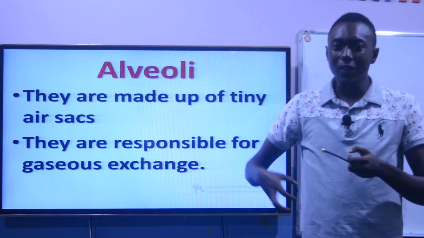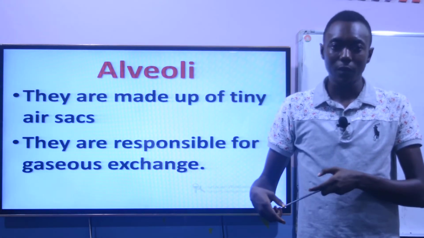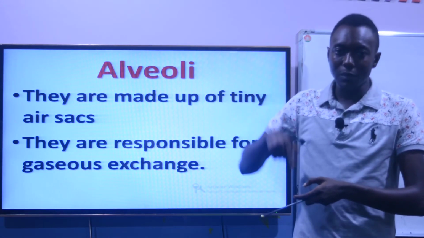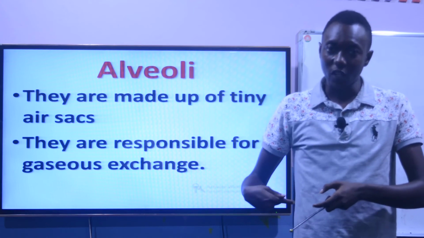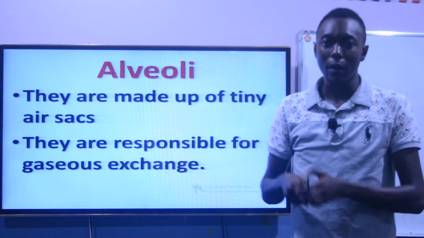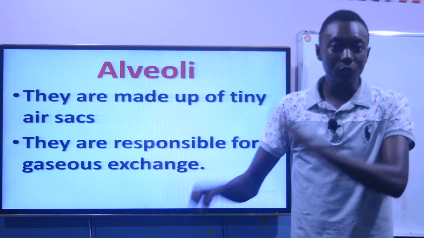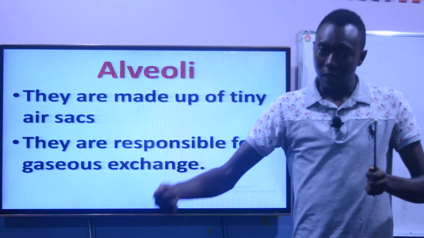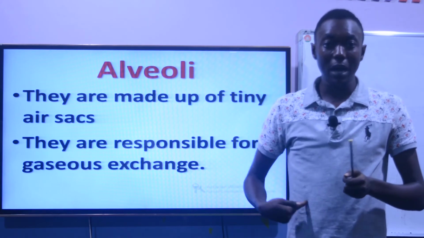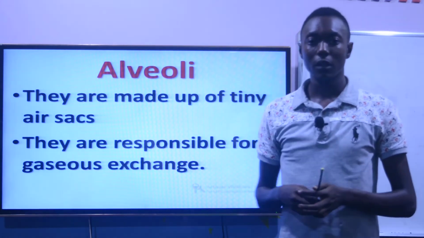So you see, without the air sacs, there will be no exchange of gases. All right? So note, the oxygen that comes in ends up in the alveoli, where it is then taken to the blood capillaries to help release energy. After the energy has been released, the carbon dioxide is then taken back to the same alveoli, so that it can be released from the lungs.